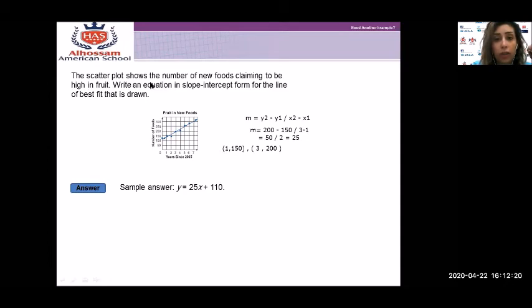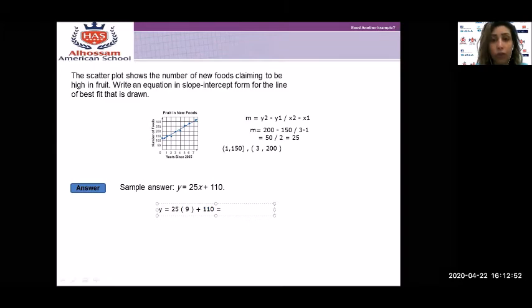What shall we do in this case? I'm going to remove x and put the number 9, or 2009. So here, let's apply the rule: y equals 25 multiplied by x, which is 9 or 2009, plus 110. And now we can predict the number of foods we have in 2009. So this is why, guys, we use these equations.